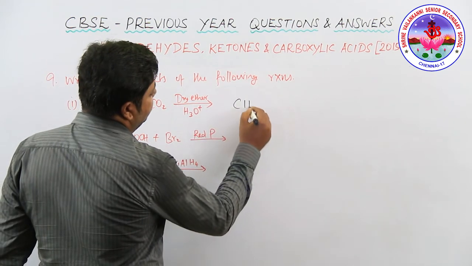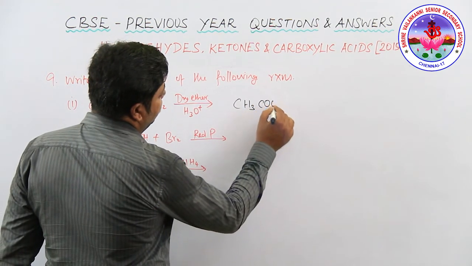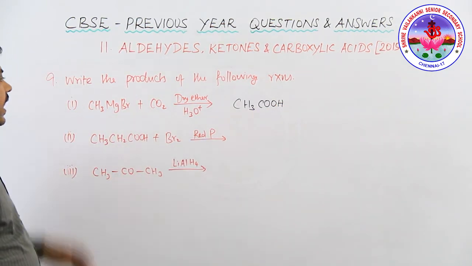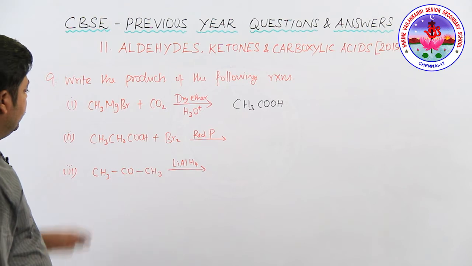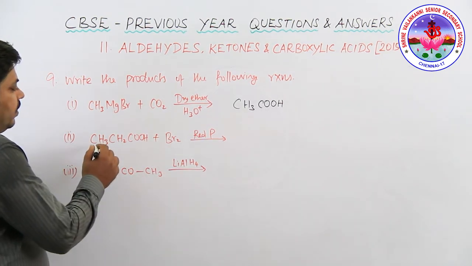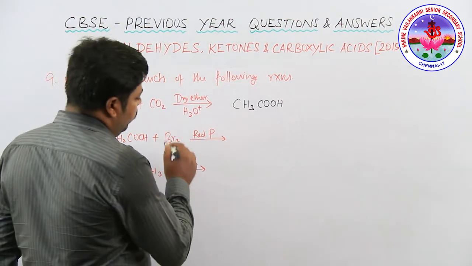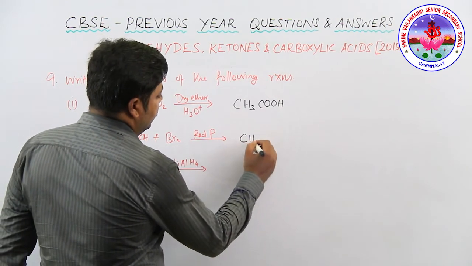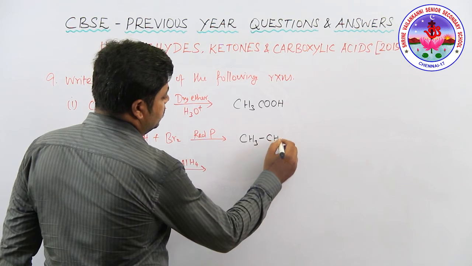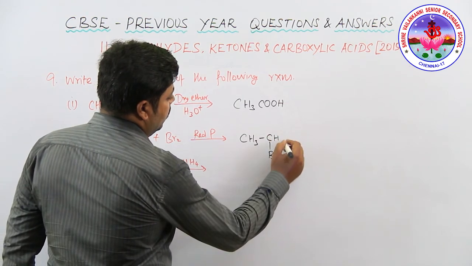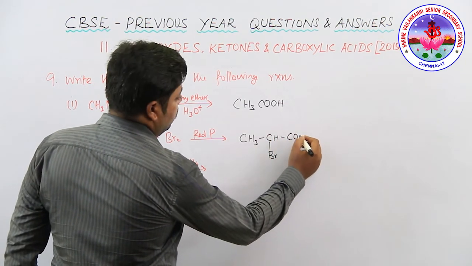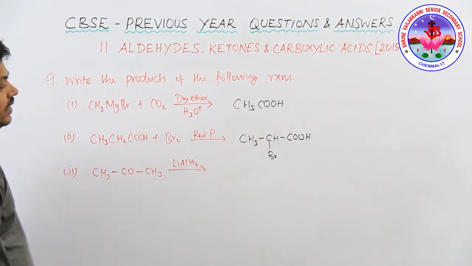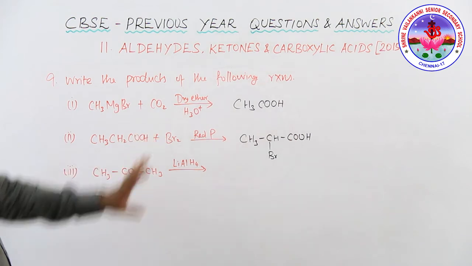The first reaction, the Grignard reagent reacting with carbon dioxide, gives acetic acid, that is ethanoic acid. Then the second reaction, propanoic acid reacts with bromine and red phosphorus. It gives CH3CHBrCOOH. This is 2-bromo-propanoic acid, so 2-bromo-propanoic acid is the main product.